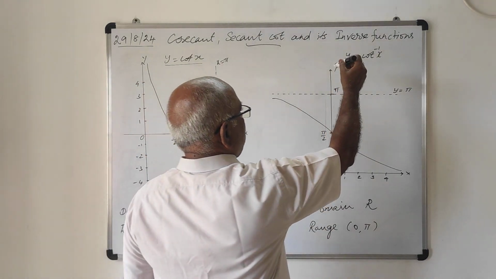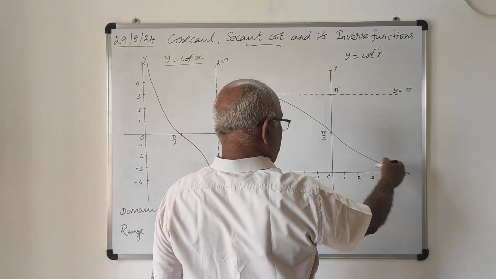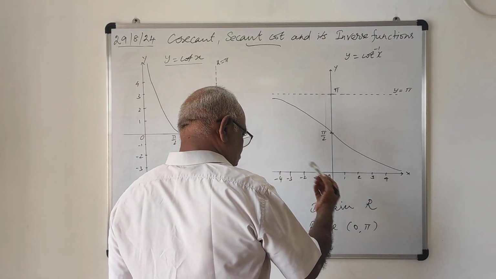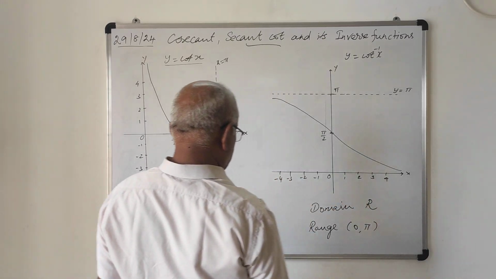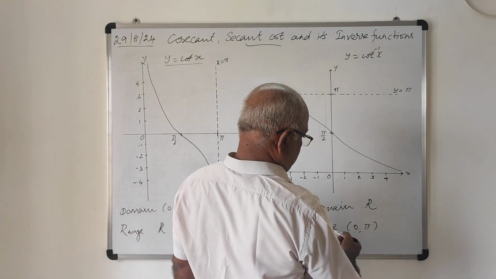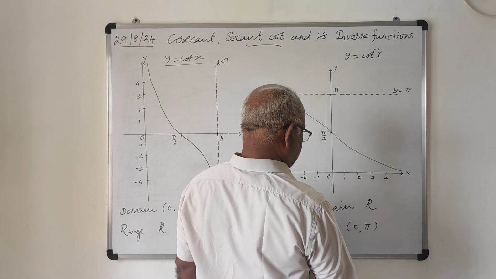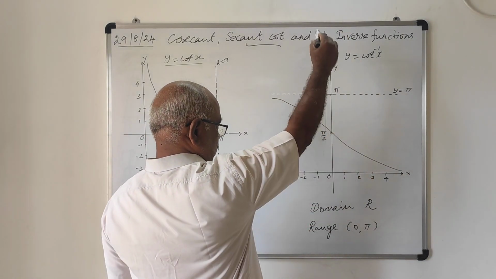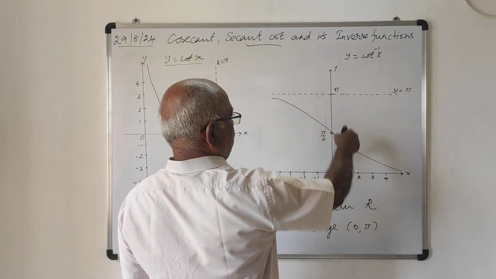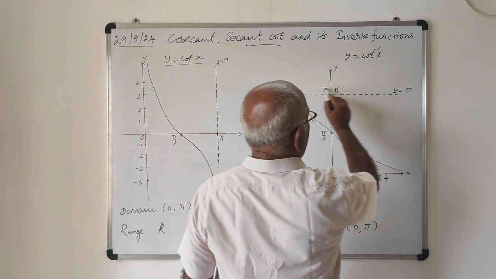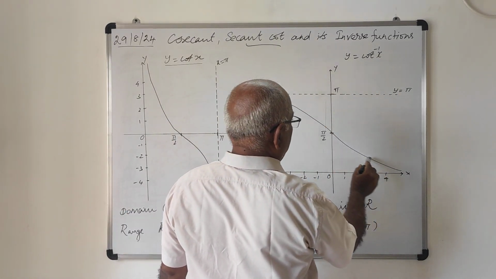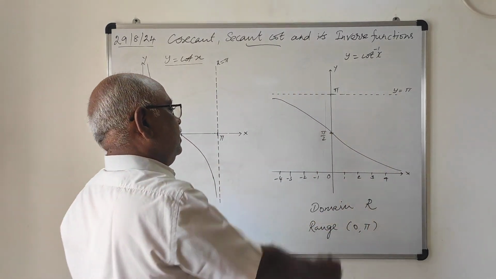Similarly, y equals cot inverse x. In the diagram of cot inverse x, the domain is R, and the range of cot inverse is 0 to pi. The domain is along the x-axis, the real line. The range is along the y-axis, 0 to pi. This is the range, and this is the line y equals pi, and the graph is like this, y equals cot inverse x.